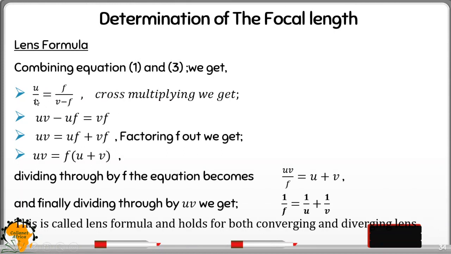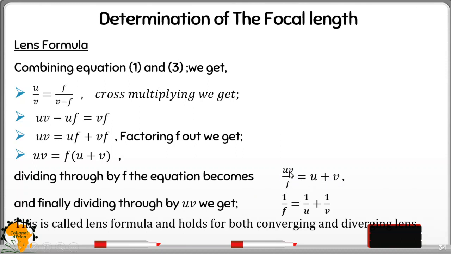We cross multiply. You have U multiplied by these terms, V minus F. You get UV minus UF. Then on the other side we have V multiplied by F. You get VF. Then rearranging, we want to be left with UV on this side, so we take UF to this side. It becomes positive. You have UF plus VF. Then if you look closely here, you'll find that F is common. You factor it out. When you factor it out, you are left with U plus V. And on the other side, you have UV. So we can divide through by F. When you divide through by F, you get UV over F is equal to U plus V.